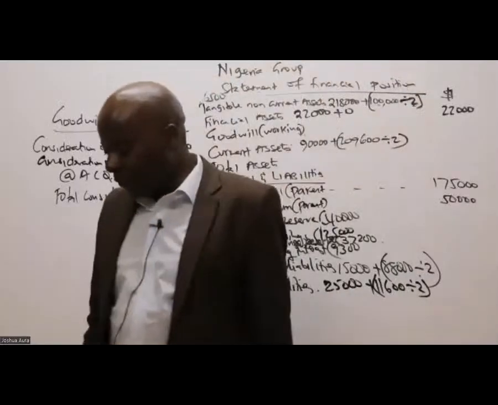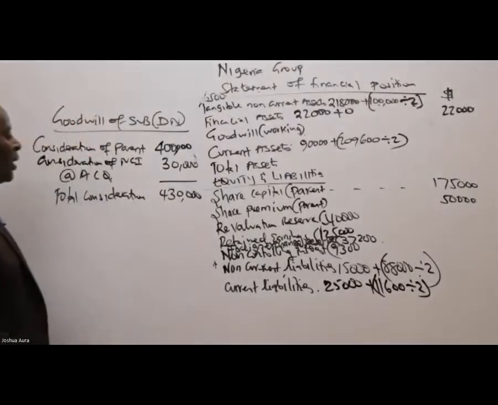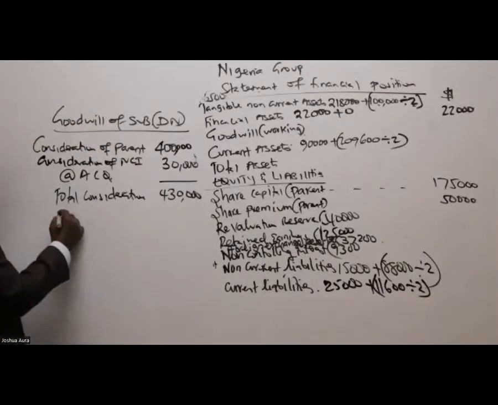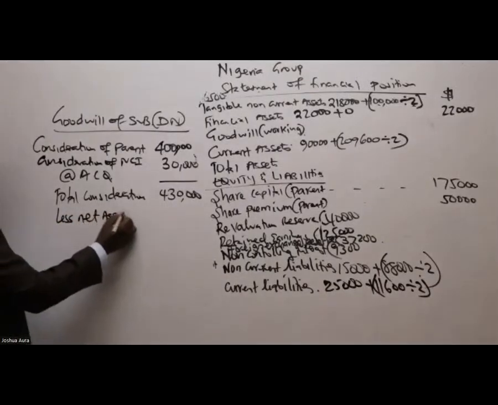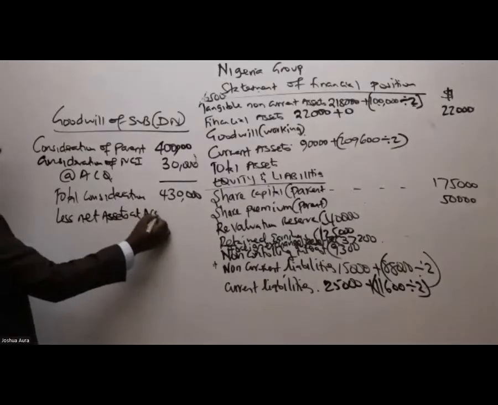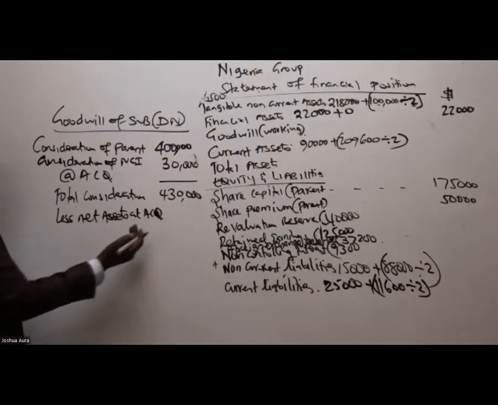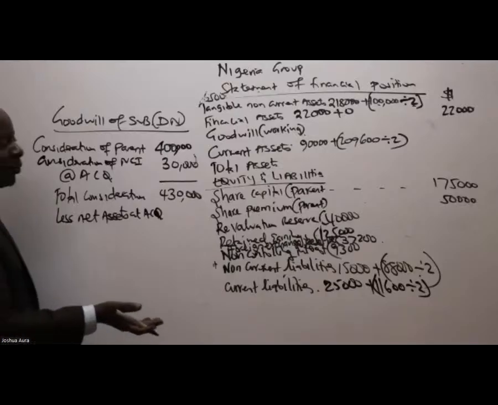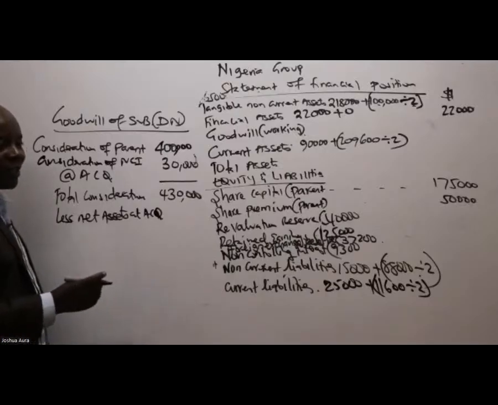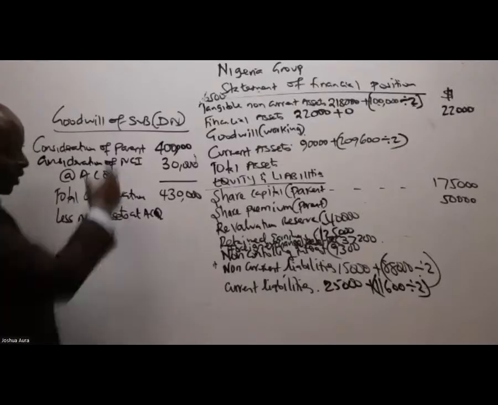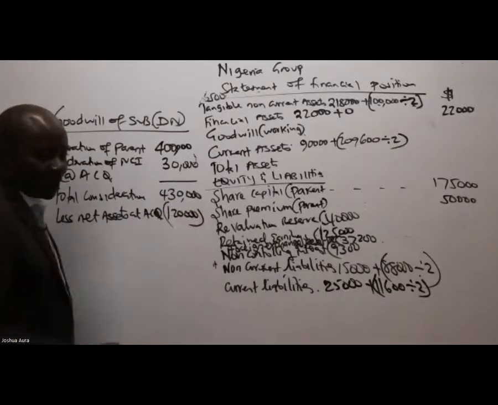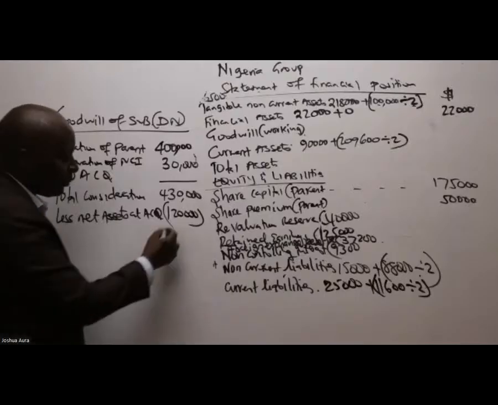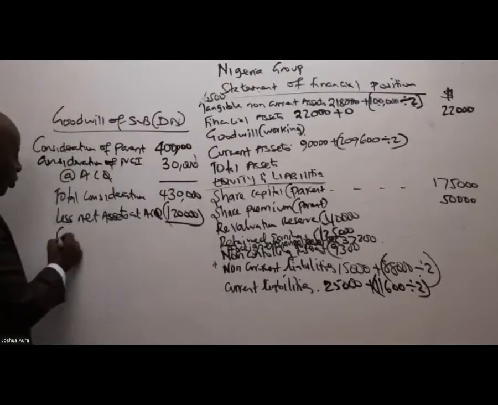Ladies and gentlemen, from there, in this case, come and give us the net assets. So less net assets at acquisition. This figure, I rubbed my figure a long time ago. Are you able to remember the net assets at acquisition? You have that table up there. Is it 120,000? 120,000. So please subtract.